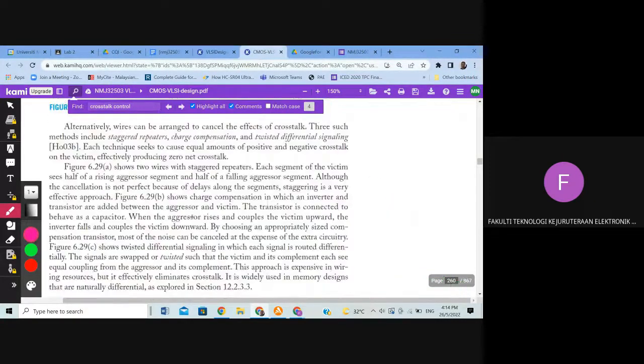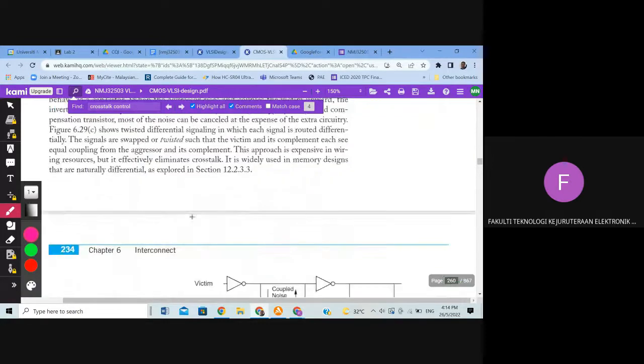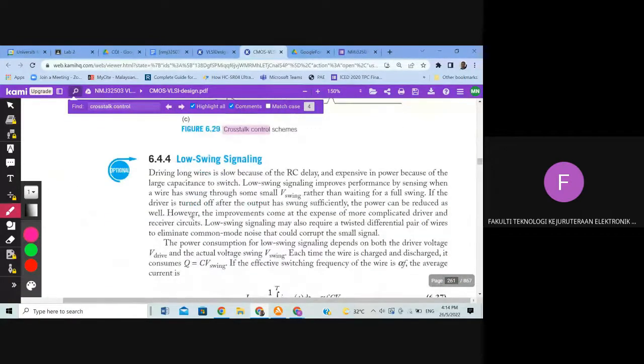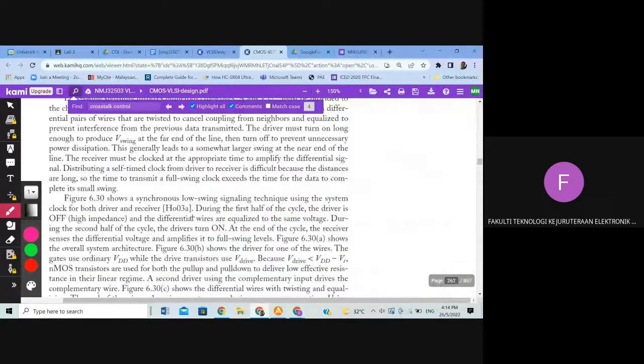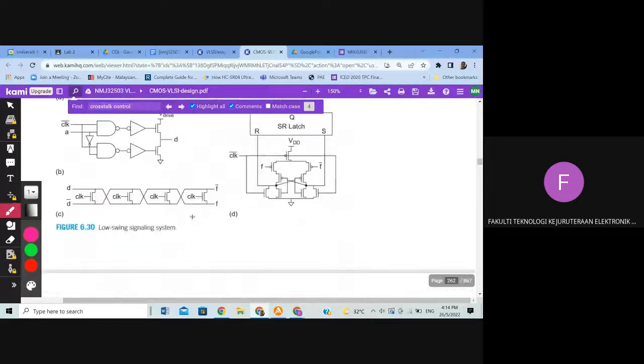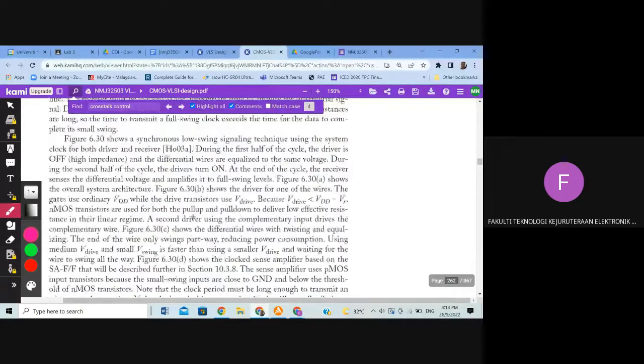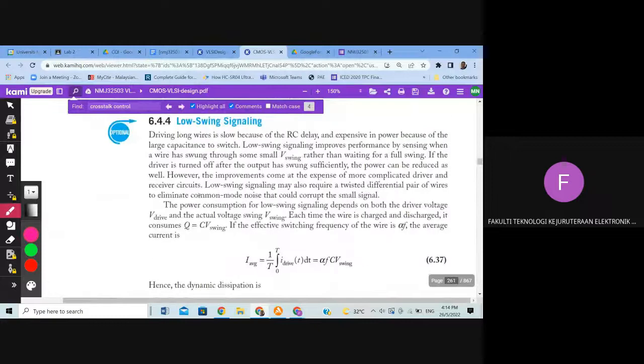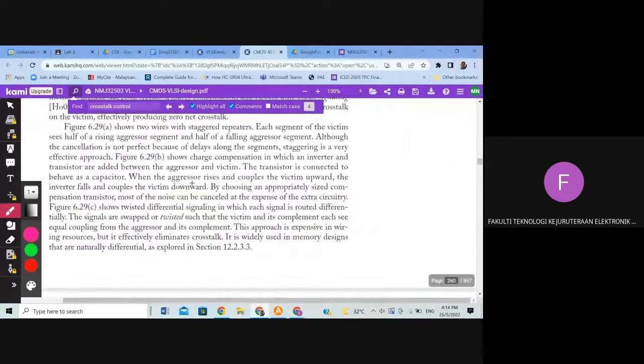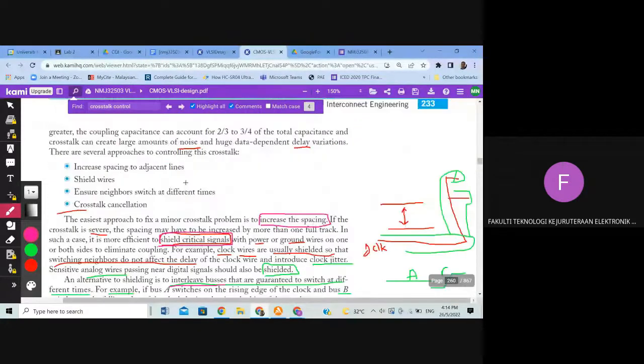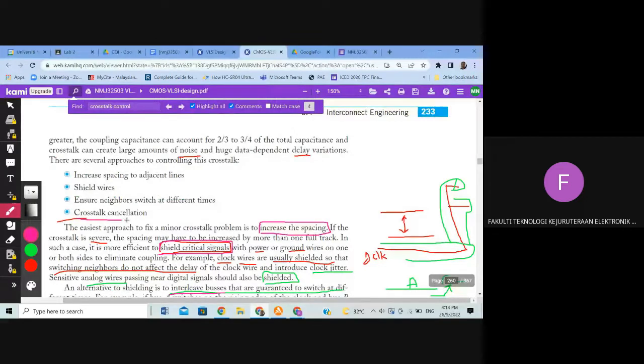And we also have methods on crosstalk cancellation. I think you need to explore further. You can read on your own on the crosstalk cancellation. I think we also have a group to present on this part. I leave you all to explore this and explain during the sharing session.